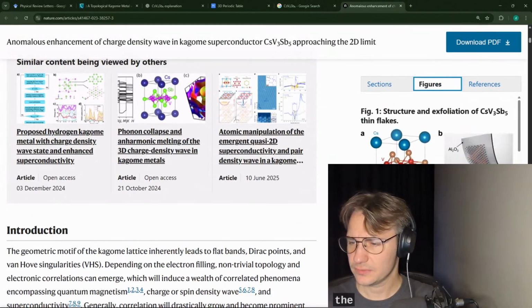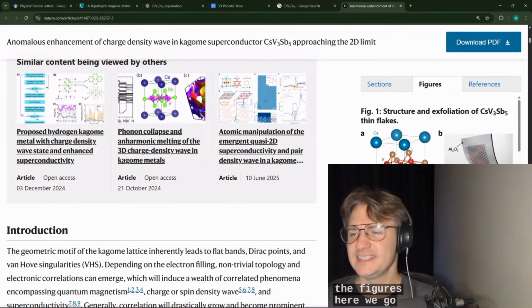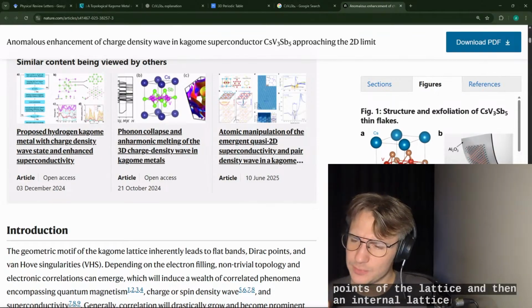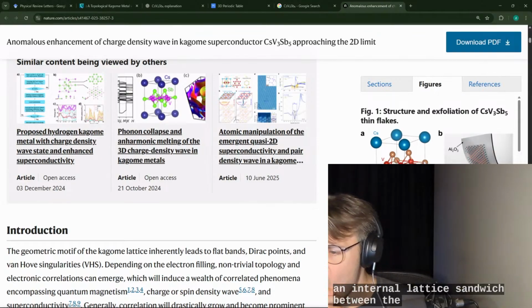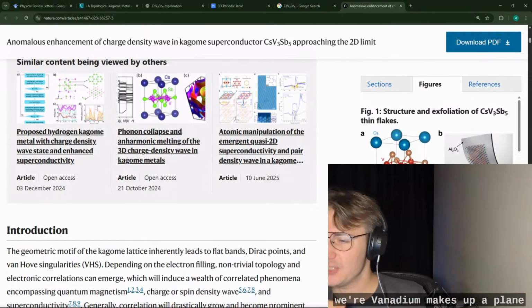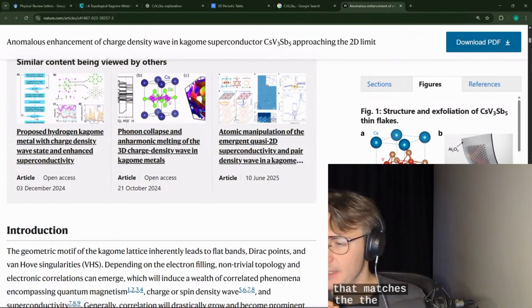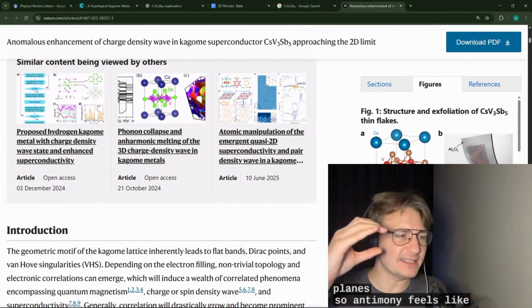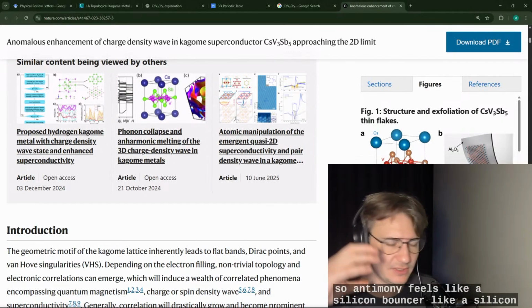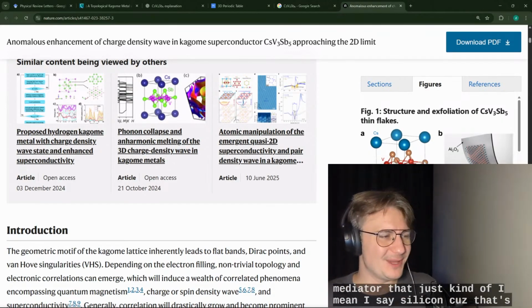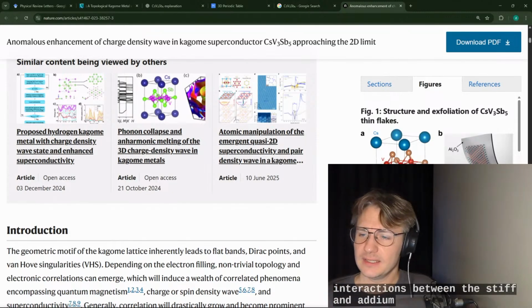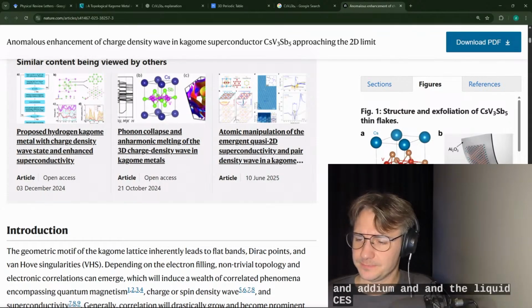The figures. Here we go. Yeah, cesium here at the main points of the lattice, and then an internal lattice sandwiched between the cesium, where vanadium makes up a plane that matches the alignment of the cesium planes. So antimony feels like a silicon bouncer, like a silicon mediator. I say silicon because that's how I pad my hard drives, but it dampens those interactions between the stiff vanadium and the liquid cesium.